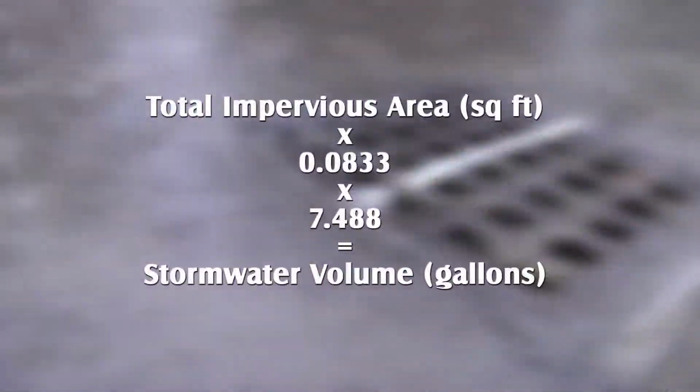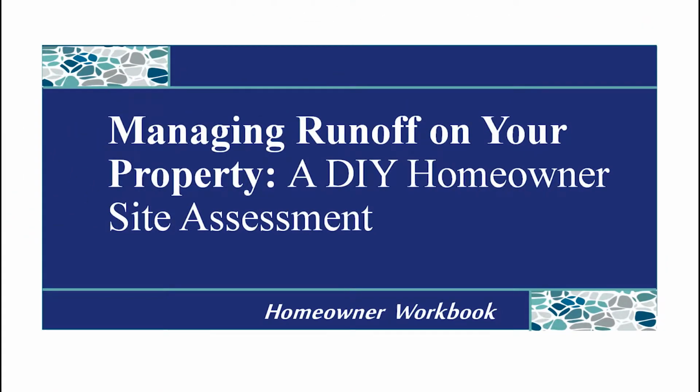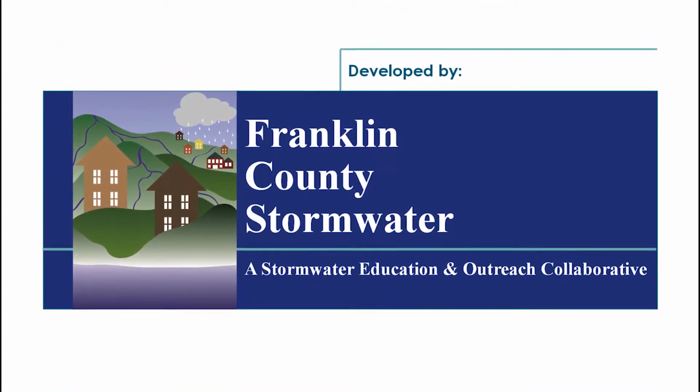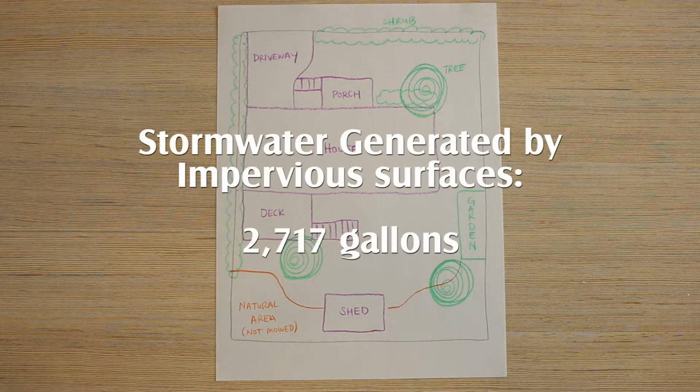You can estimate the volume of stormwater generated from a 1 inch rainstorm on your property by using the following formula. This formula is also available in the homeowner workbook provided for this video. The amount of stormwater generated on this site is 2,717 gallons. This is based on the estimate that 40% of the property is impervious, and the lot size is a 1/4 acre, or 10,890 square feet.